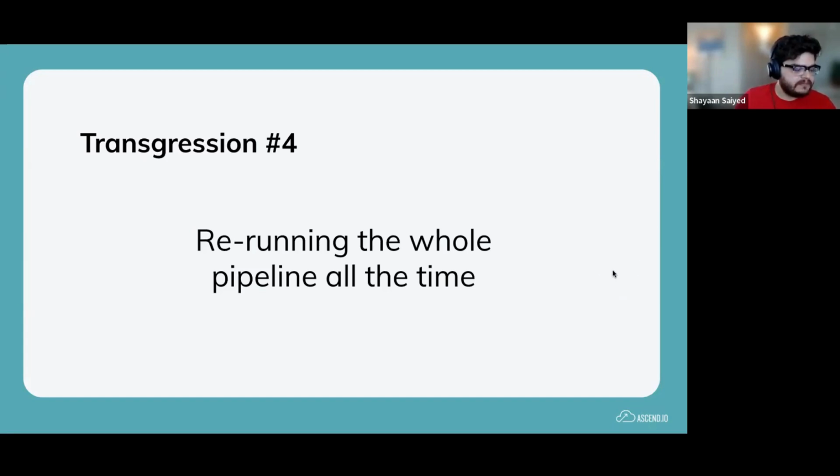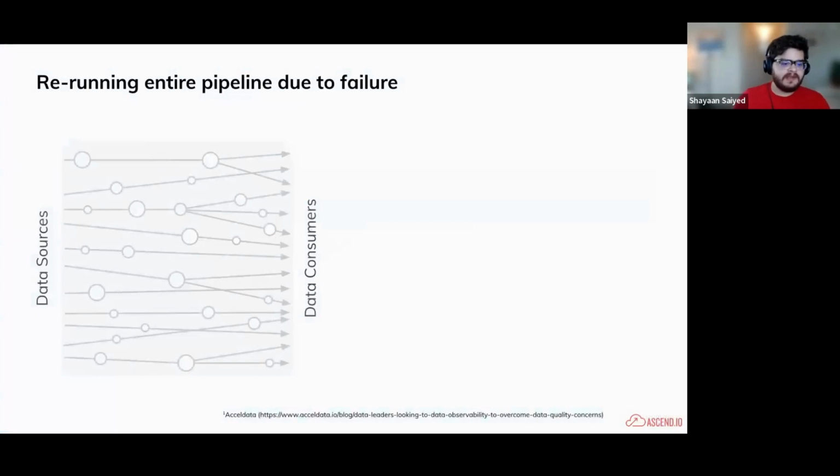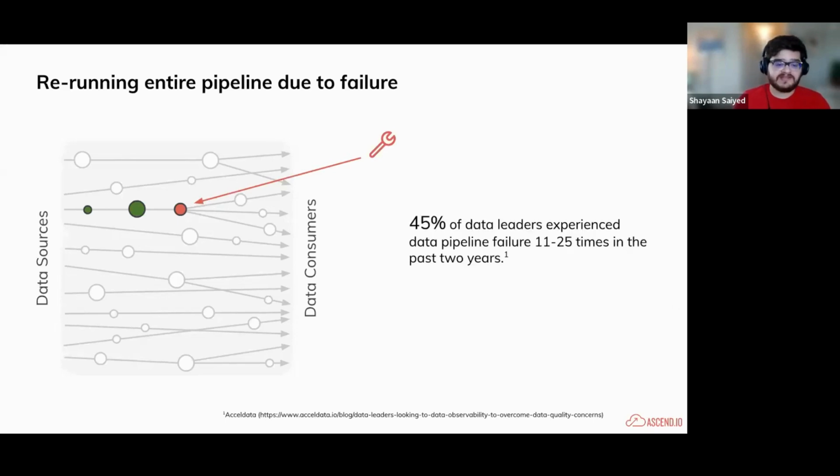One thing that's certain is that pipelines will always fail, no matter how much QA testing we do, or how many tests we write. We're always going to experience unknown issues that creep up on us and alert us at 2 a.m. when our pipeline fails and our data hasn't been delivered. So we missed our SLA. We actually found that a study by Excel data sees that about 45% of data leaders experienced pipeline failures 11 to 25 times in the last 2 years.